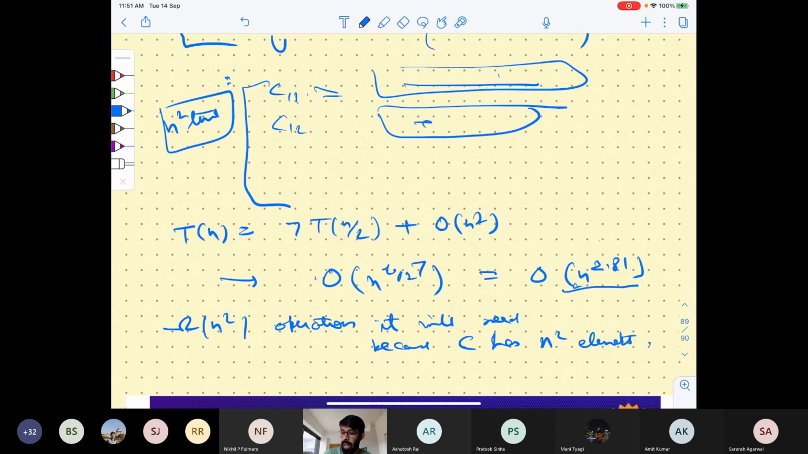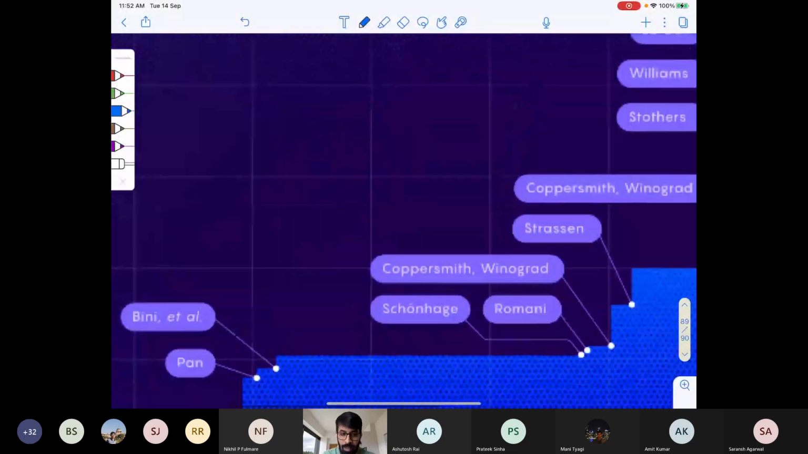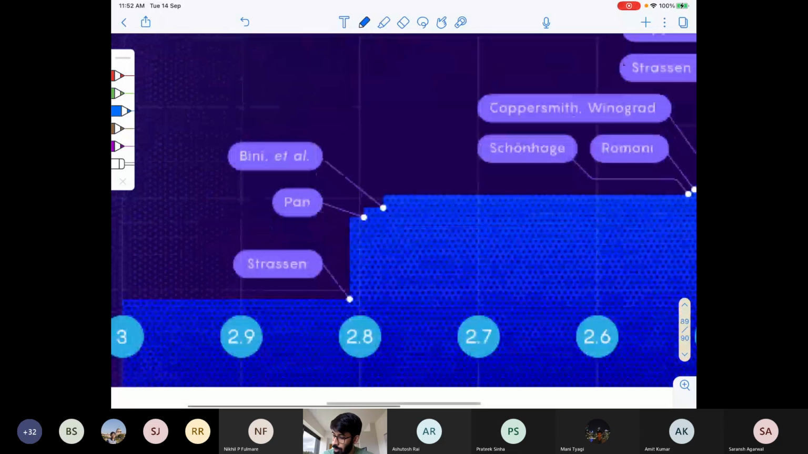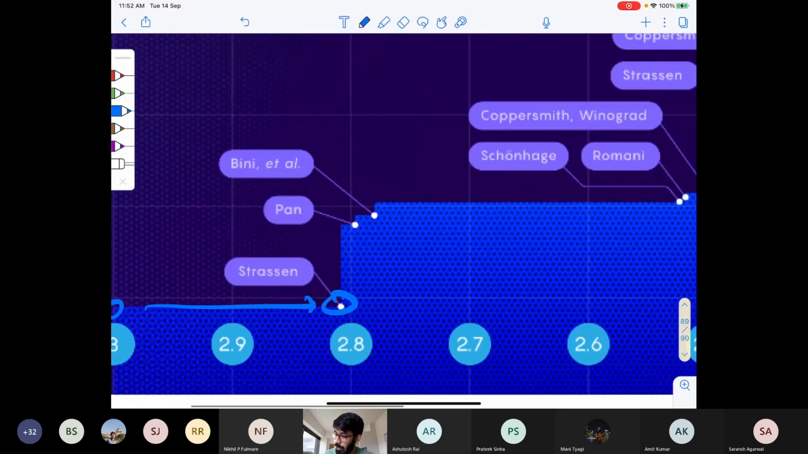And there is actually no progress made on this lower bound till now. We don't know any way to show that matrix multiplication will take more than n square time. For a long time, this gap was n square and n cube. Then Strassen came and he dropped it to n to the 2.81.